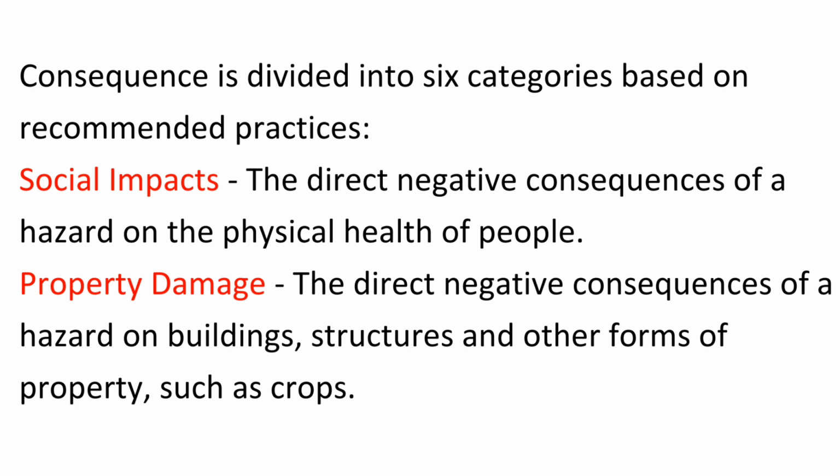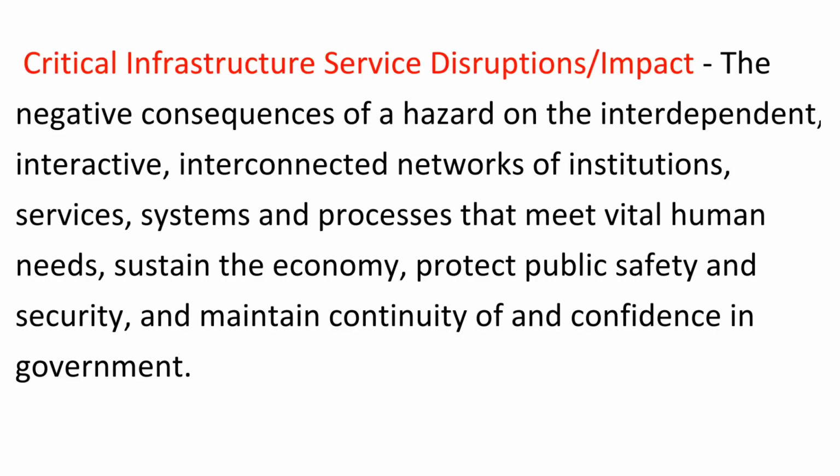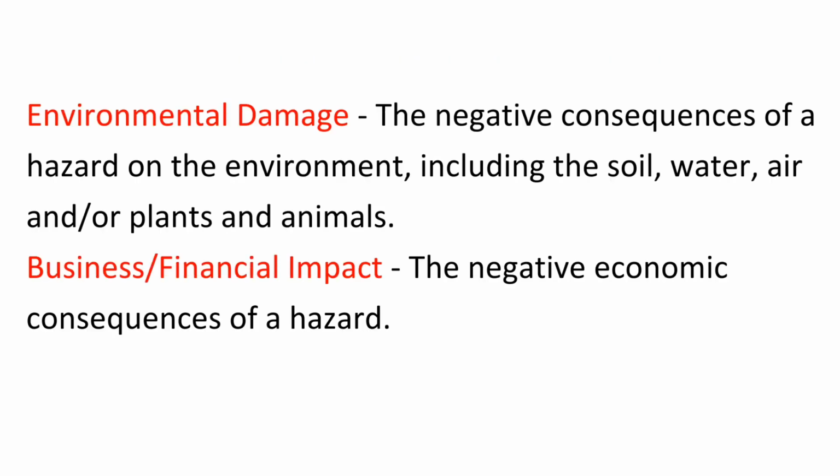Property damage: the direct negative consequences of a hazard on buildings, structures, and other forms of property, such as crops. Critical infrastructure service disruptions impact: the negative consequences of a hazard on the interdependent, interactive, interconnected networks of institutions, services, systems, and processes that meet vital human needs, sustain the economy, protect public safety and security, and maintain continuity of and confidence in government.